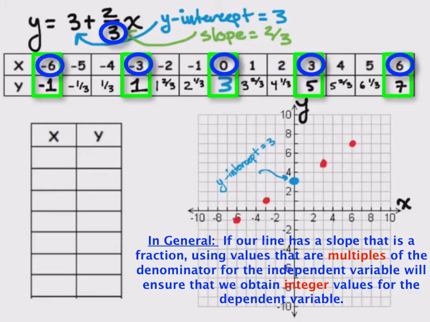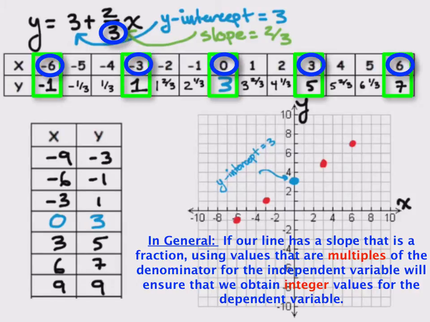So a more efficient table of values that we could have made would be to center our x values at 0, and of course that's our y-intercept, and then use x values that are only multiples of 3 to find our nice integer y values.